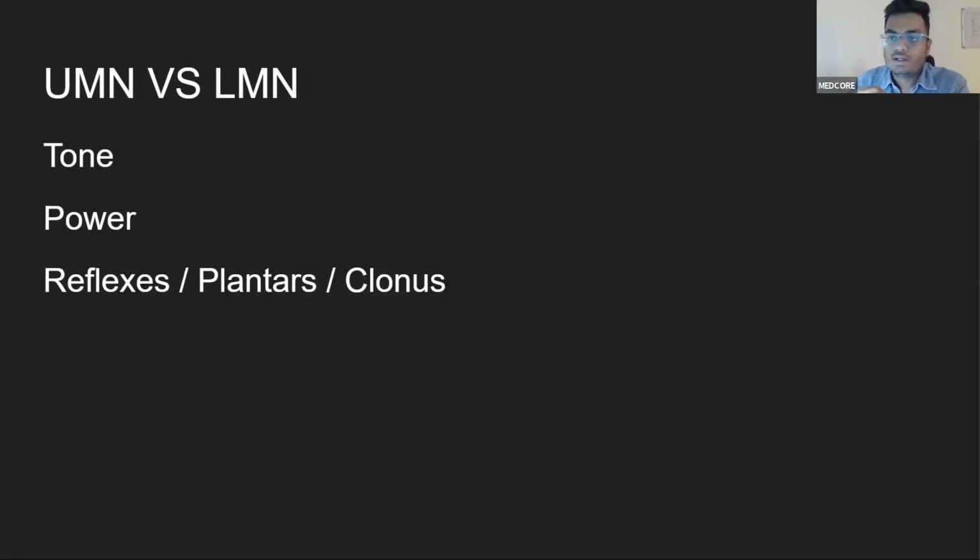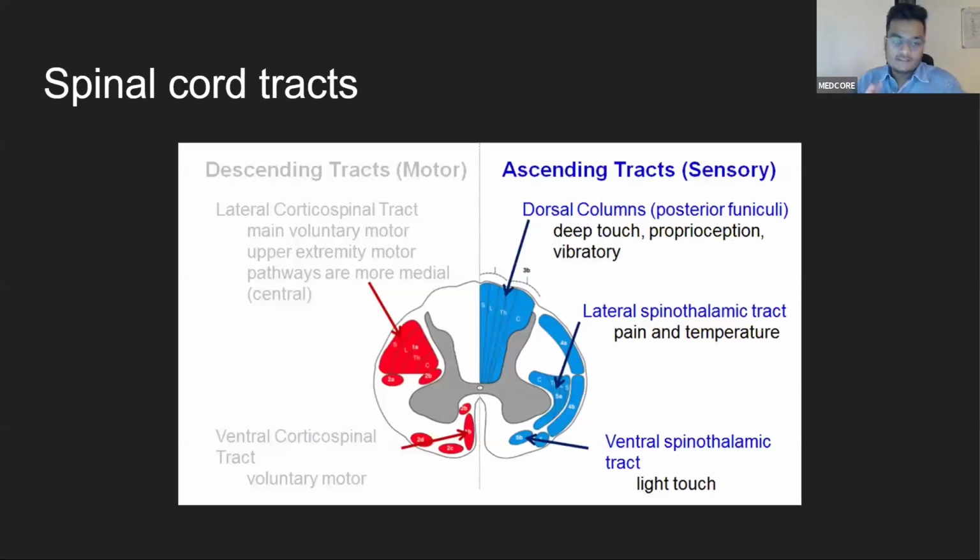So I will move forward. And this is the only prerequisite that I expect from each one of you to know, which I'll be discussing again. That you know the basics of spinal cord tracts. So the first one that you need to know is the motor tract, which is corticospinal tract. It begins from the brain, it crosses at the level of medulla, and then it goes down in this particular form.